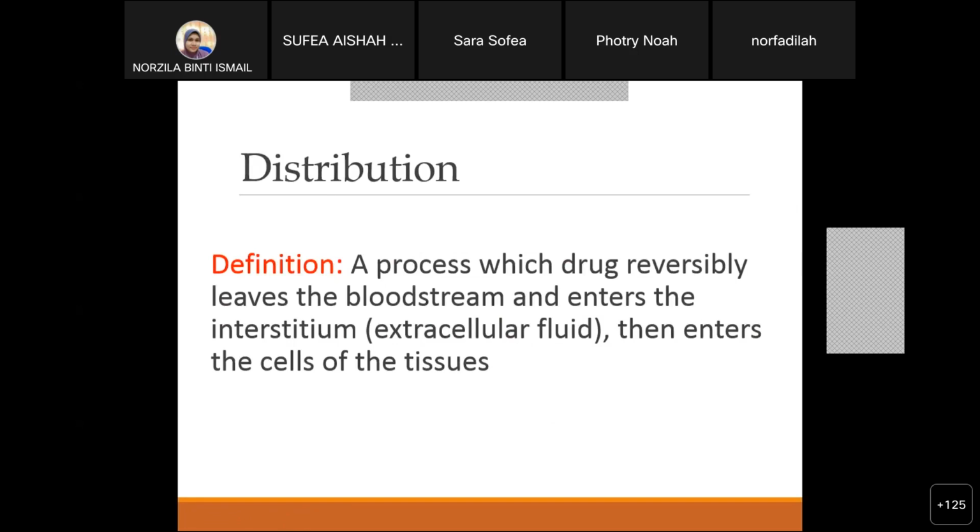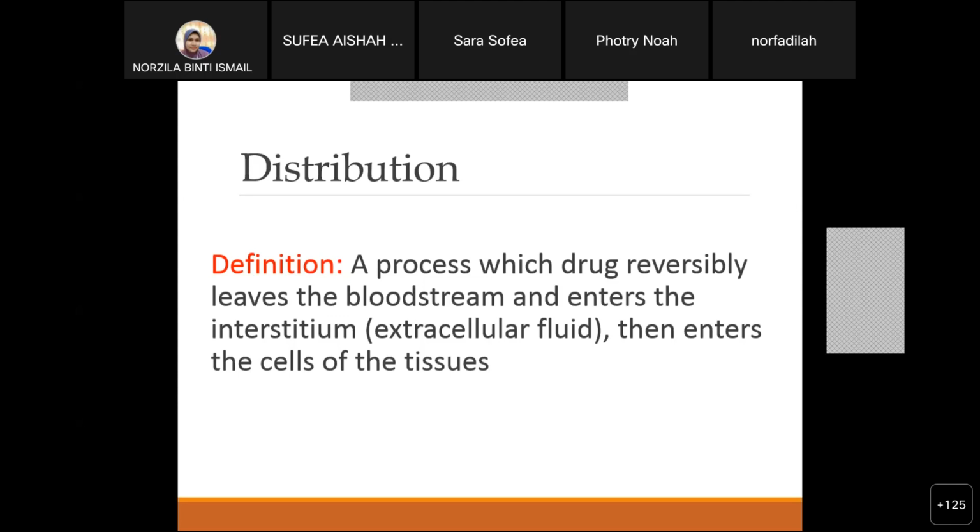Okay. We go to the second component of pharmacokinetics, which is distribution. Distribution is a process by which a drug reversibly leaves the bloodstream and enters the interstitium, which is the extracellular fluid, and then enters the cells of the tissues. In other words, after we administer the drugs through any mode of administration, eventually the drugs will enter the bloodstream, right?